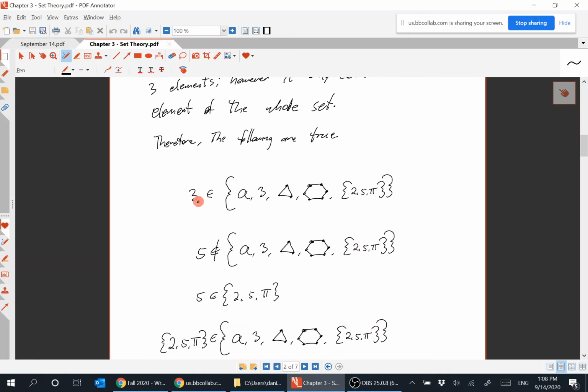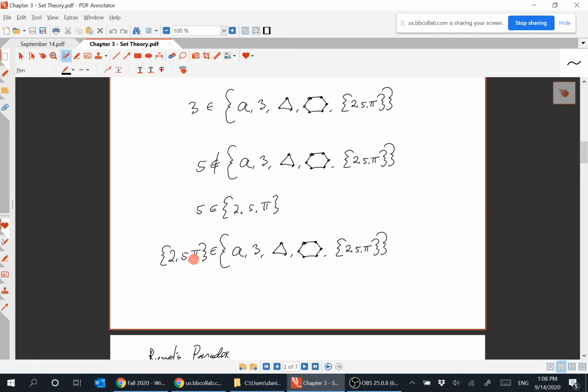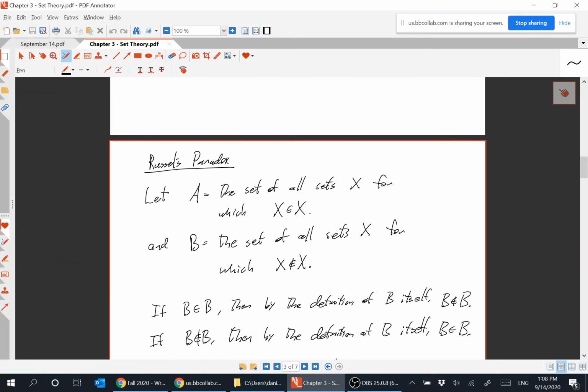So, for example, 3 is an element of this set. 5 is not an element of this set. 5 is an element of that set, but it's not an element of this set. This thing, the set containing 2, 5, and pi, is an element of this set of 5 elements. And that brings us to Russell's paradox.